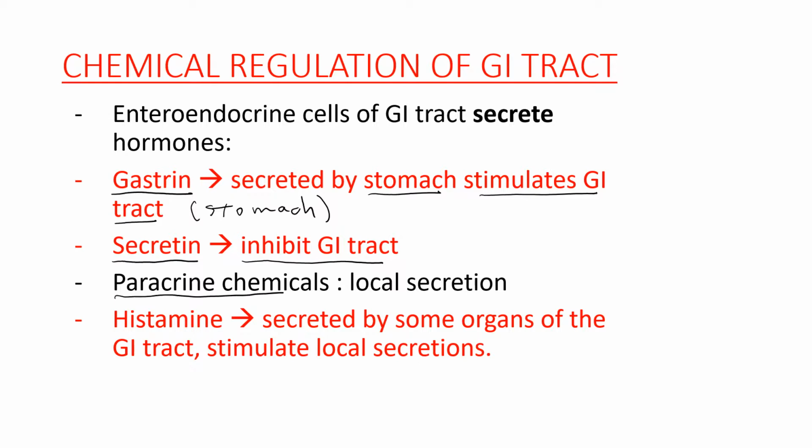Paracrine chemicals are chemicals secreted within tissue, not within blood. These chemicals have local effects in the cells around them. One of the most important paracrine chemicals that influence the GI tract is histamine. Histamine is secreted by some of the cells of the organs of the GI tract, like the stomach, for example. Histamine stimulates GI tract secretions.